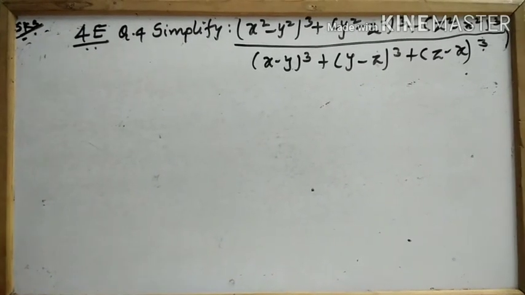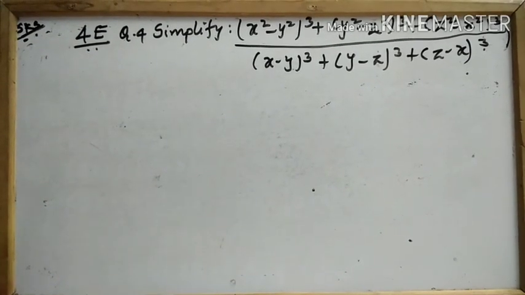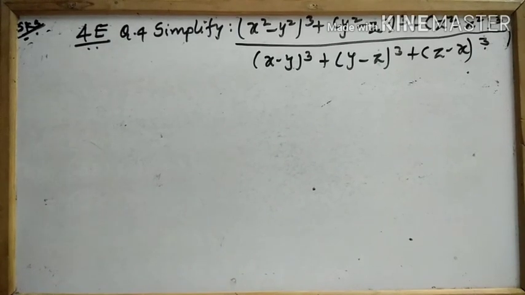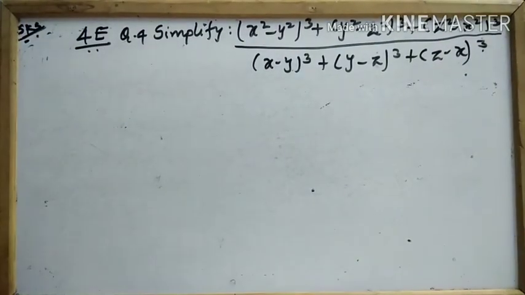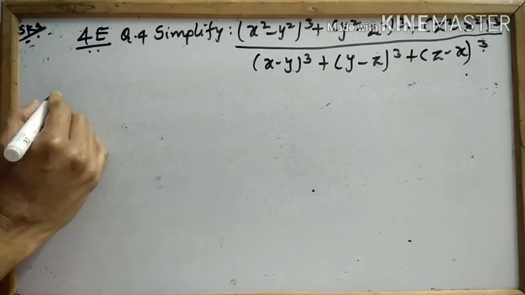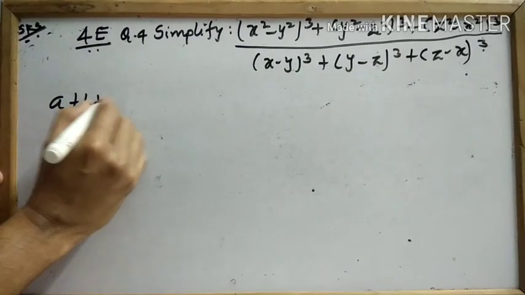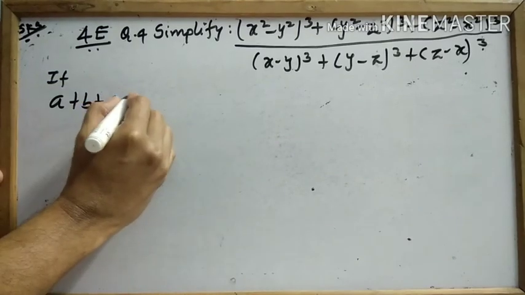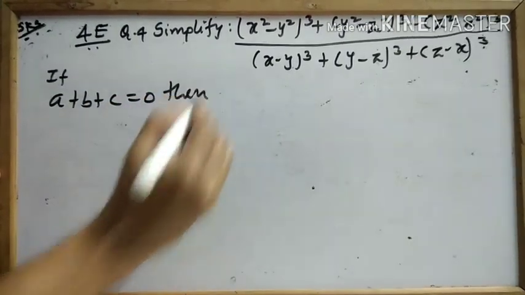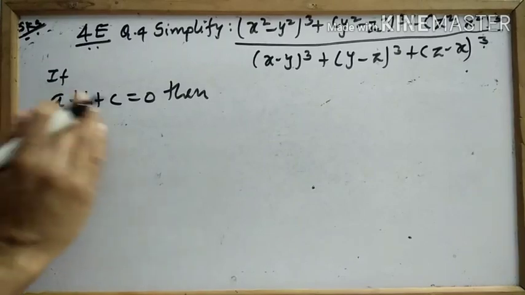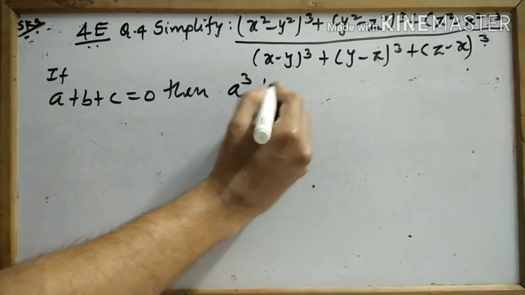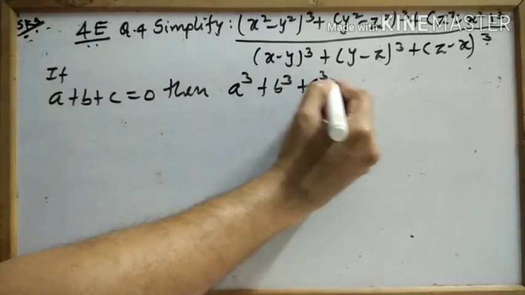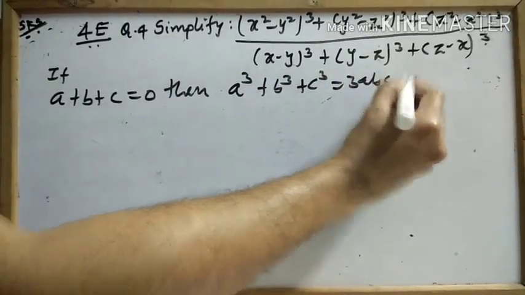I'm going to discuss a very special question from exercise 4E. Apparently it looks like a very difficult one, but let me tell you, it's not so difficult. But before I go into this question, I would like to remind you that if the sum of three numbers is 0, if a plus b plus c is equal to 0, then do you recall this identity? If a plus b plus c is equal to 0, then what happens? It happens a cube plus b cube plus c cube is equal to 3abc.